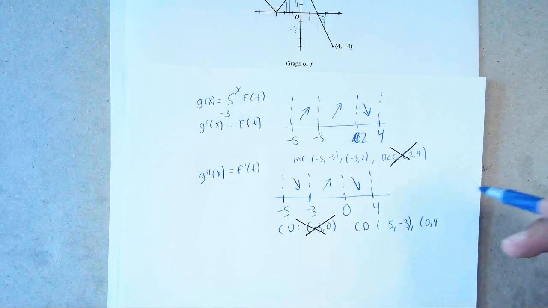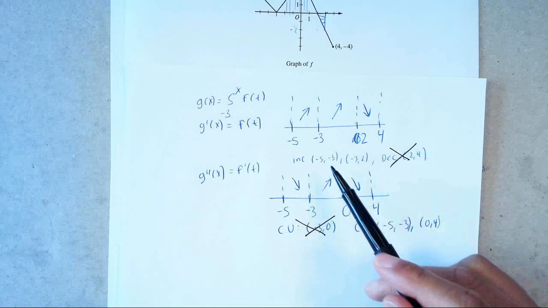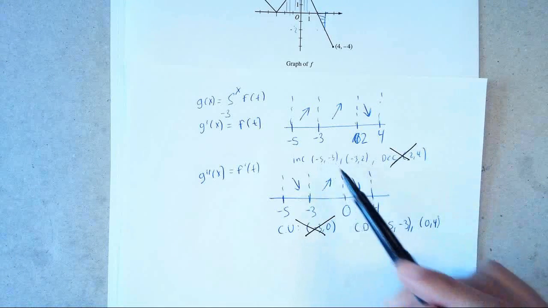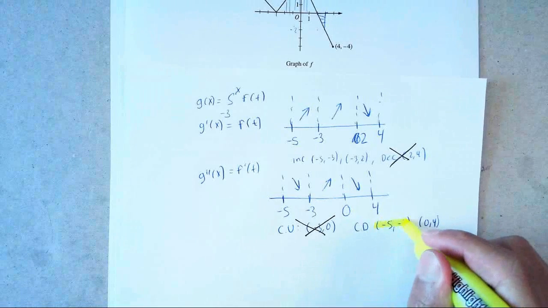So once you have these values, you have to compare them, because not everything is going to be both. Well, let's look at when it's increasing, -5 to -3. Is it concave down as well? It is. So then this part works out. This interval, -5 to -3.